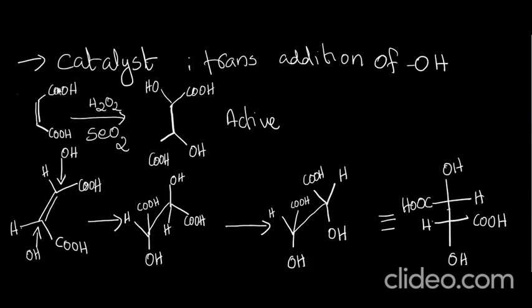So, in the presence of selenium dioxide, maleic acid gives an optically active compound by dihydroxylation, whereas fumaric acid gives a meso compound by dihydroxylation. That is another application of selenium dioxide.